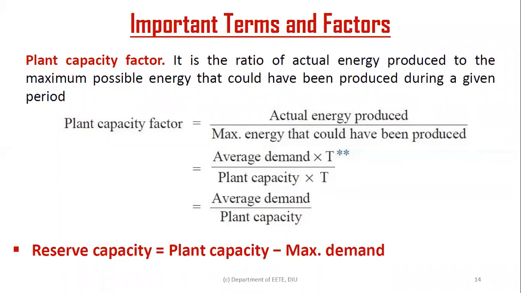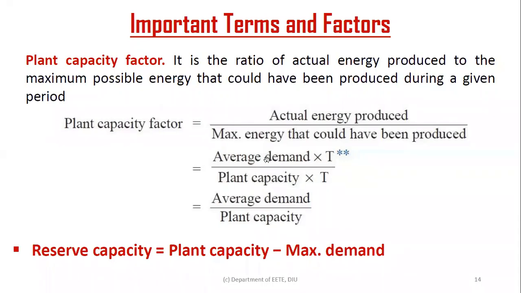So how much capacity is he using? What he has right now pulled, and how much he can pull. Actually he's pulling 15, but he can pull 20. So basically 15 will be the upper value, the actual energy produced, but maximum he can pull 20. So that's why the plant capacity factor is the actual energy produced divided by the maximum energy that could have been produced. Basically the actual energy produced is the average load we produce.